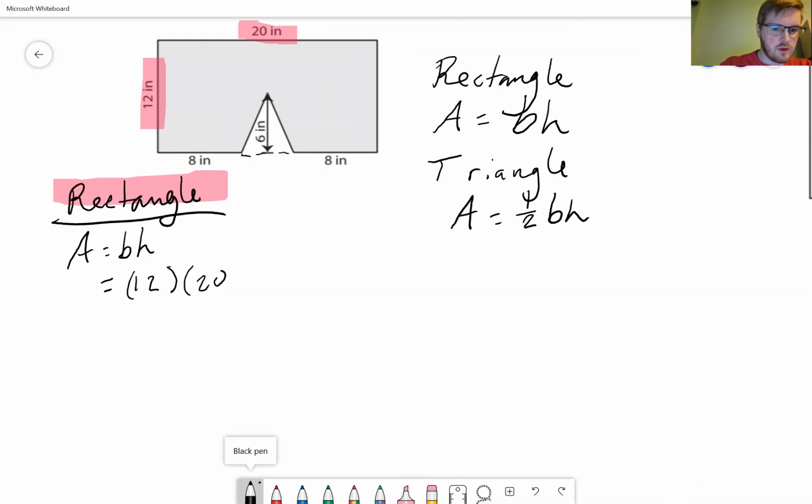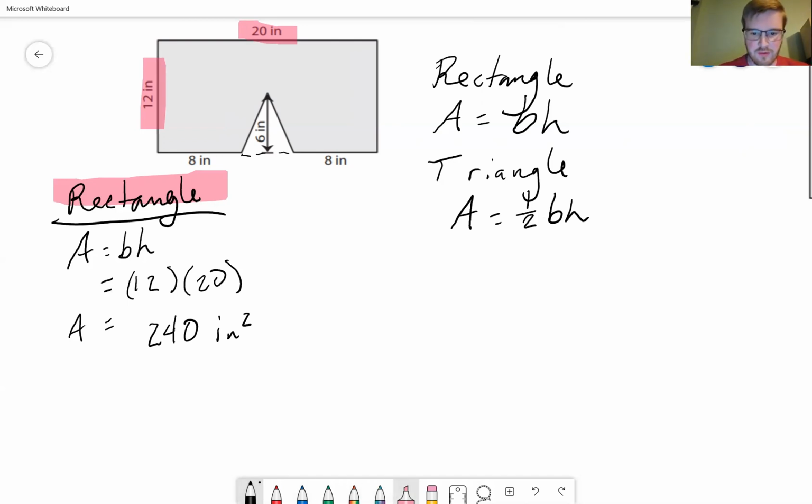12 times 20. Technically, I have it switched around. That's okay. Multiplication, I can do it either way. Doesn't matter what order I do things in there because I'm multiplying between B and H. So the base there again is 20, the height is 12. You can do 20 times 12 there in your calculator and you get 240. My units are inches, so square inches.